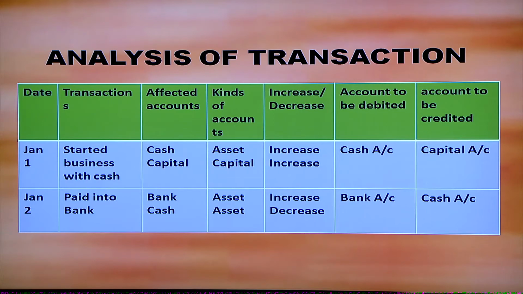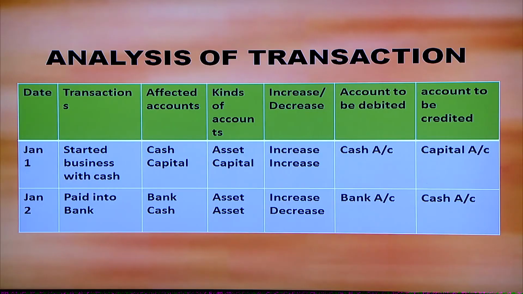So, we have to identify which are the main accounts affected. Cash is an asset account. Cash is increasing, so cash account is debited. Capital can be included in capital account. When capital increases, it is credited. So the entry will be in this form, cash account debit and capital account will be credited.